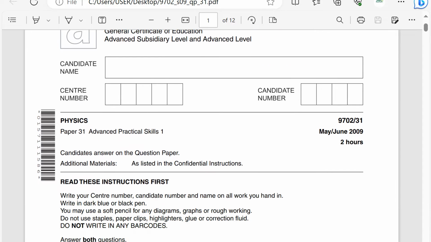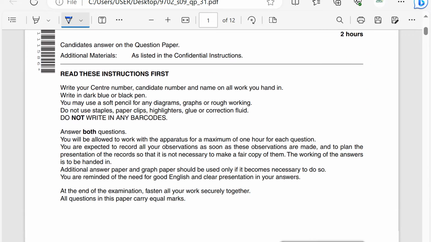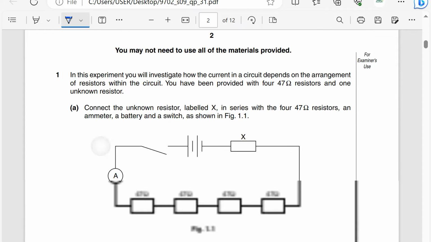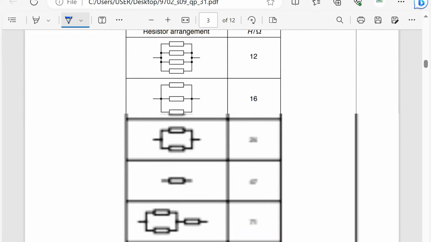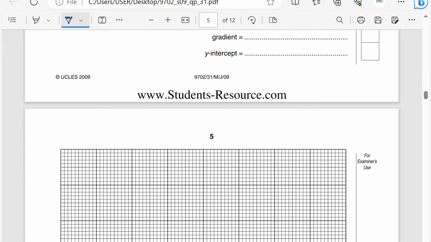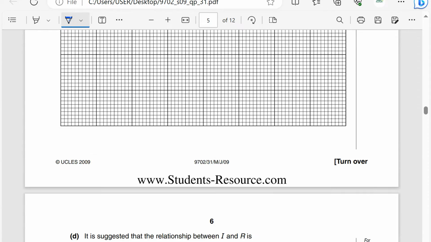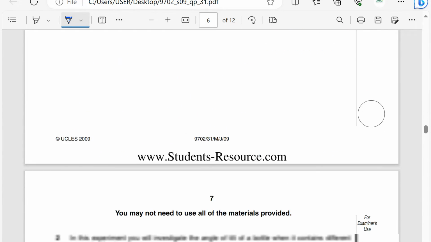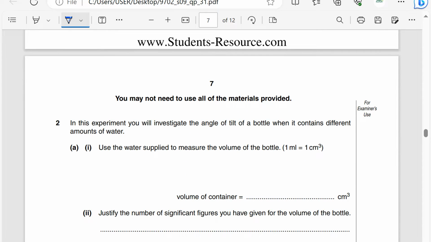Without wasting time, this is the paper. It's May June 2009, paper 3-1, and we are still doing question number 2, advanced practical skills. I'll record other videos for question number 1, but basically question number 2 is where people get a lot of challenges. So this is question number 2.